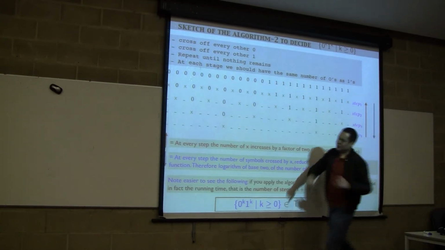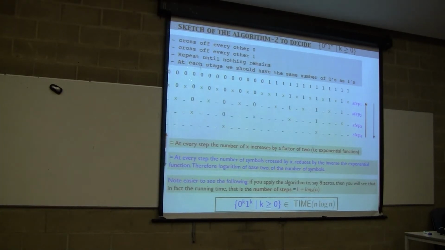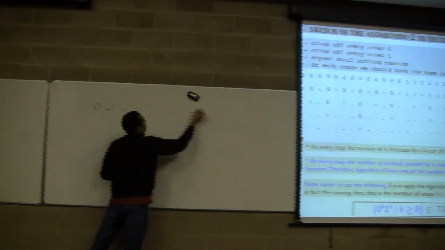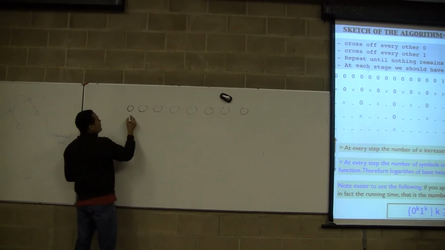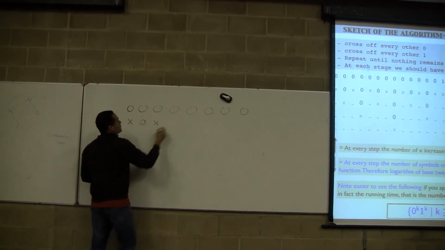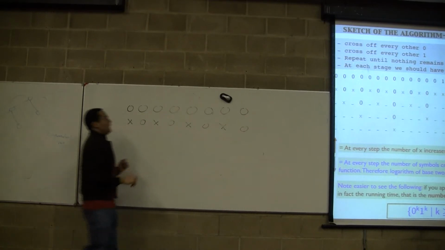This example is not so nice, but easier to see it is with, say, 8 zeros. Let's just look at 8 zeros, and you'll see that that's the case, and then you can easily quantify: 1, 2, 3, 4, 5, 6, 7, 8. So as I said, what we do is we cross every other x. So we do x, 0x, 0x, 0x, and 0.